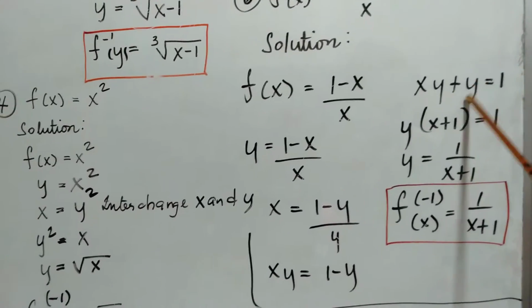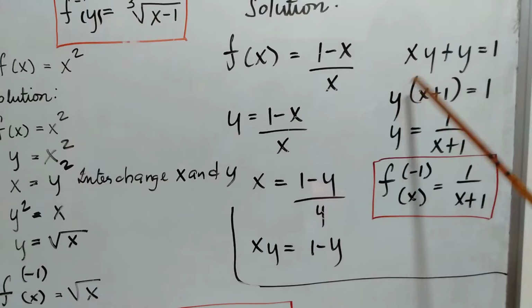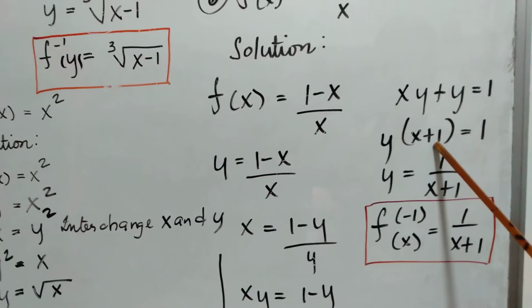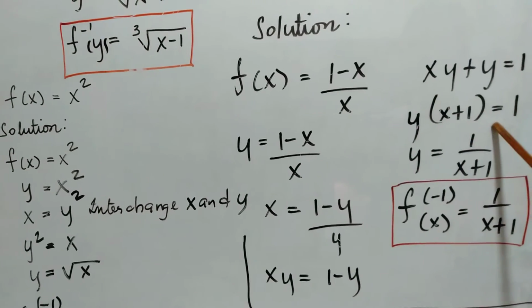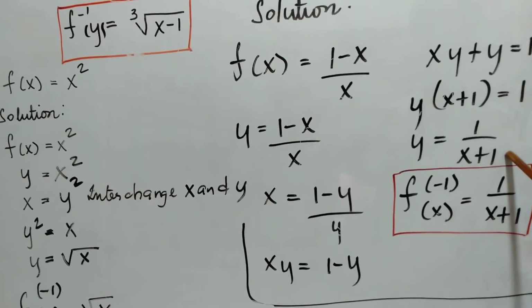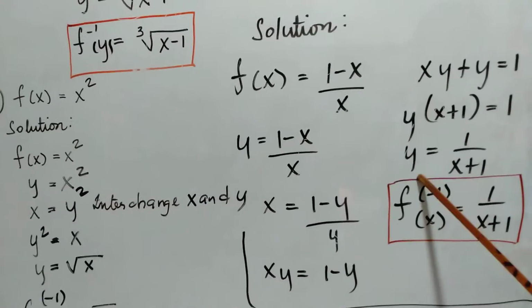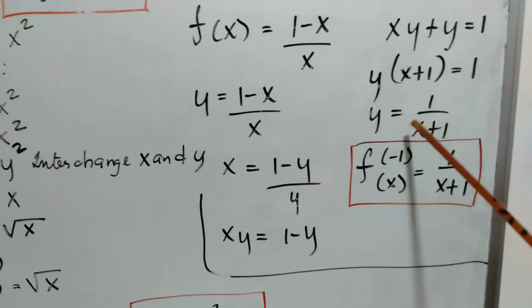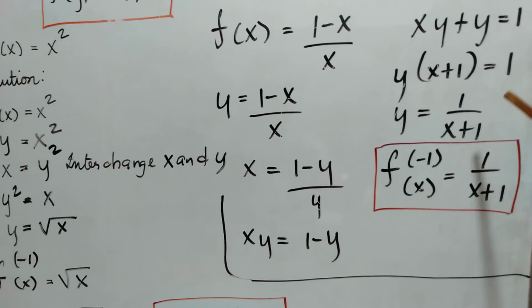And then we factor out y. No? We get a common factor y. So y times the quantity x plus 1 is equal to 1. And we divide the whole equation by x plus 1. So y is equal to 1 over x plus 1. So actually this is our final answer. This is the inverse of the given function. Change this one to a symbol, f inverse of x is equal to 1 over x plus 1.